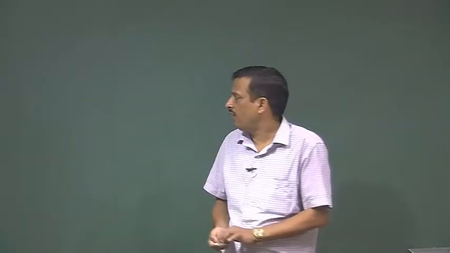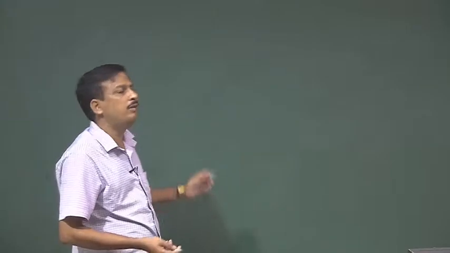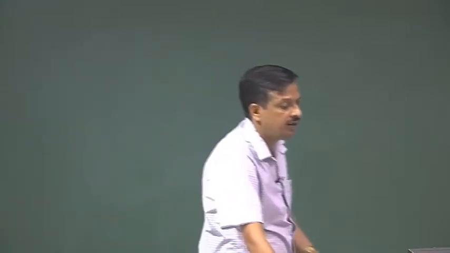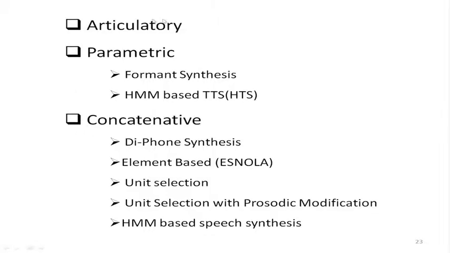Okay. So, last class we were discussing the different synthesis techniques. If you see these slides, the different kinds of synthesis techniques are articulatory synthesis, parametric synthesis and concatenative synthesis. So, based on the technique, there are three types: articulatory synthesis, parametric synthesis and concatenative synthesis. The articulatory synthesis, if you remember, is from the tube modeling class.